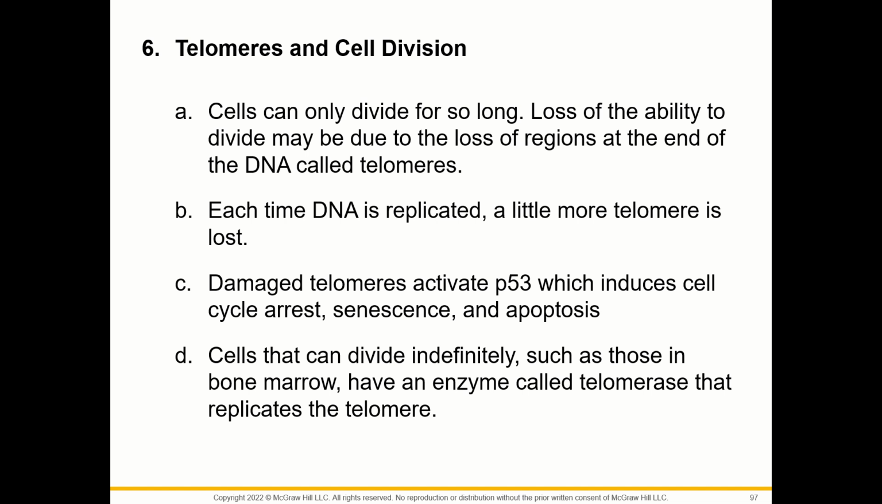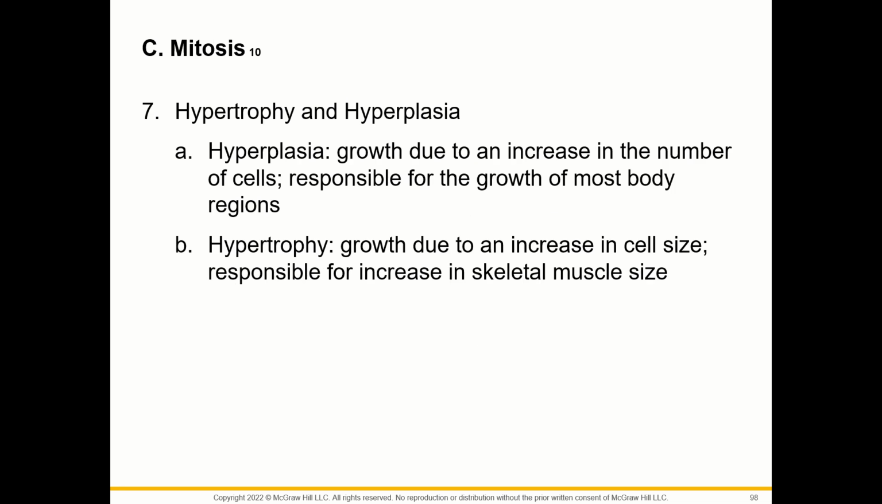Damaged telomeres activate p53, which induces cell cycle arrest, senescence, and apoptosis. Cells that can divide indefinitely, such as those in bone marrow, have an enzyme called telomerase that replicates the telomere. So if we do telomere therapy and keep the telomeres long, then hopefully we can stop aging. However, most cancer cells also produce telomerase. So this is that double-edged sword. So that excess telomerase may be responsible for the ability of cancer cells to divide indefinitely.